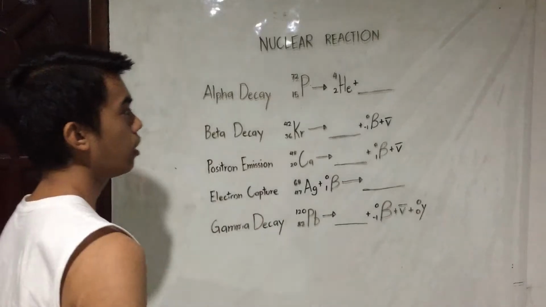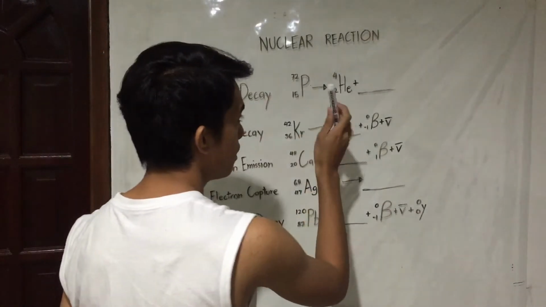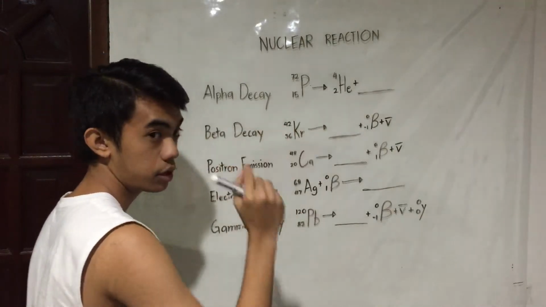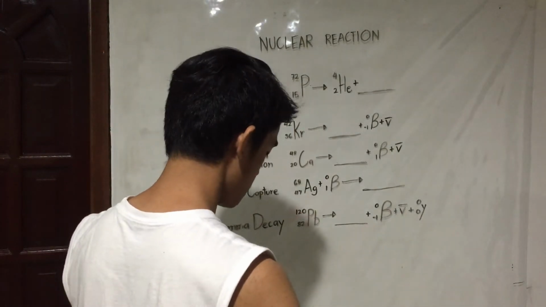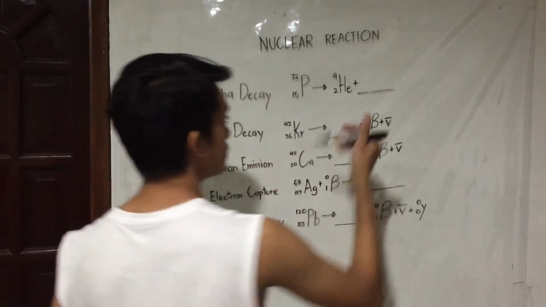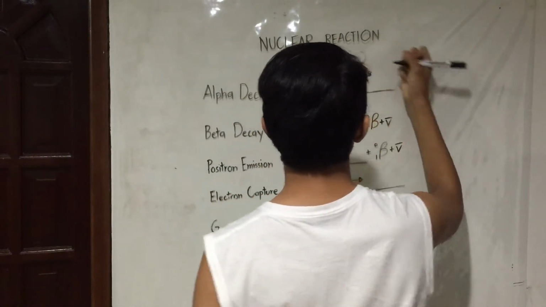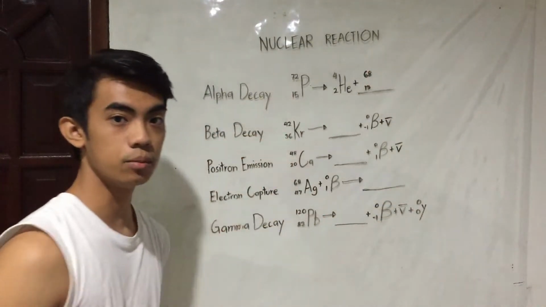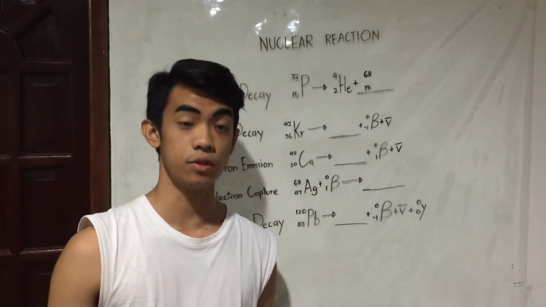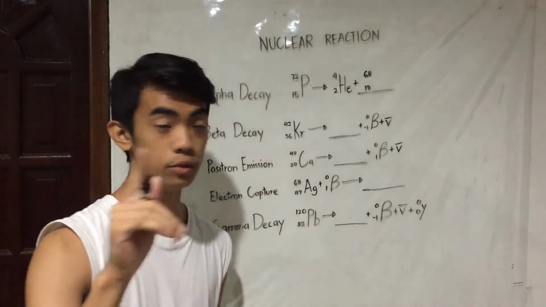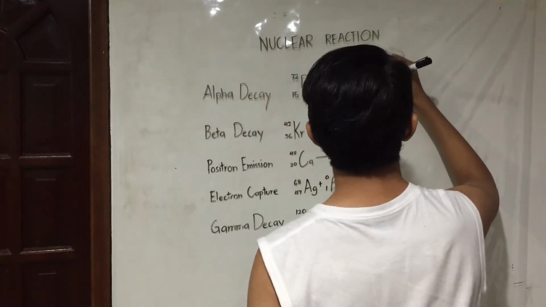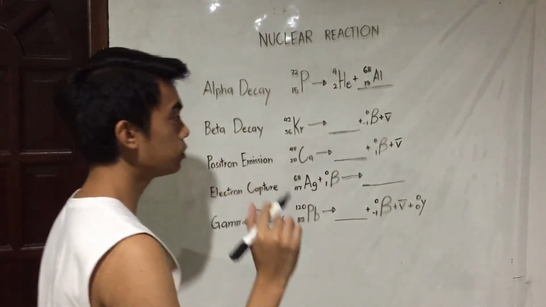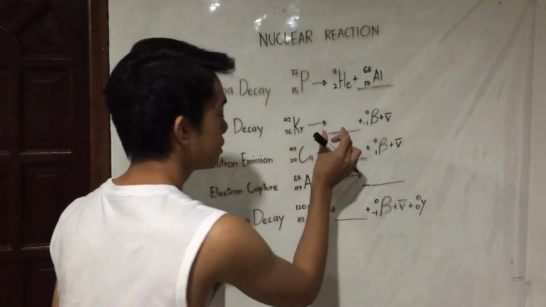In alpha decay, all you have to do is subtract the atomic weight and the atomic number on the succeeding or the reactant side. Now, 72 minus 4 is 68. 15 minus 2 is 13. Now in the periodic table, what element has the atomic number of 13? It is aluminum. Simple as that.